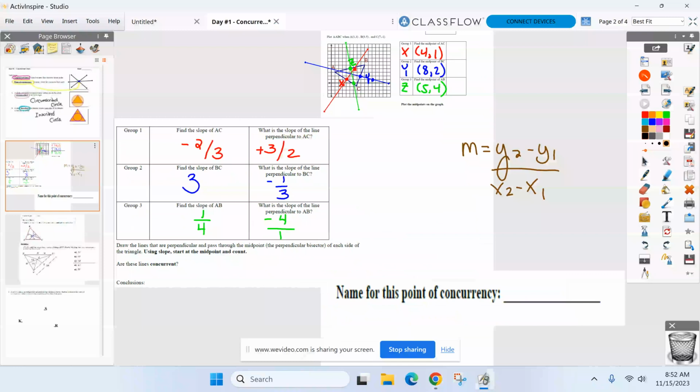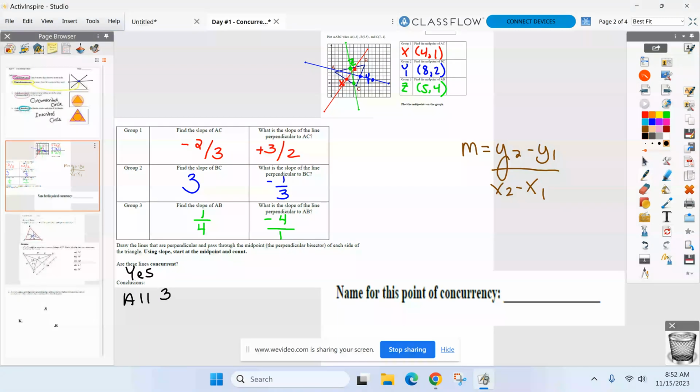They're concurrent. All right, and that will happen every time. I don't care what the triangle looks like. If you do all three perpendicular bisectors, they will be concurrent. So let's answer the questions down here. Are these lines concurrent? You're darn right. Yes? And our conclusion.